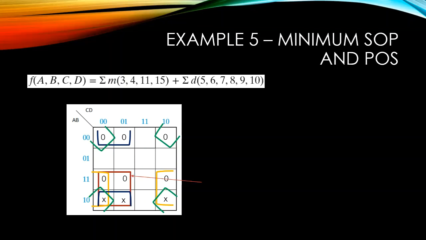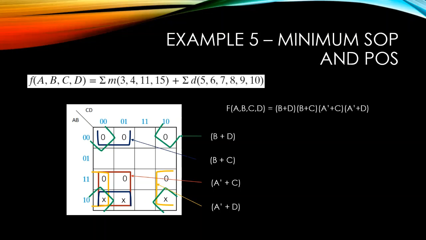So let's start. Determine the term equivalent of each group. For the red, it is A naught plus C. For the orange, it's A naught plus D. For the green, it's B plus D. For the blue, B plus C. And last, our answer. We're just going to combine everything by AND operation. So that will be our answer.